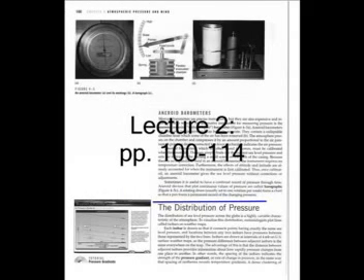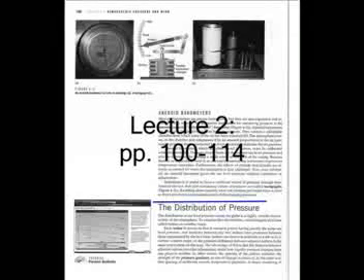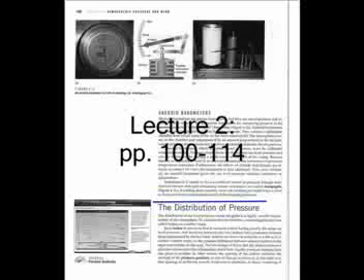Okay, this is the second lecture of the second unit of ATS 113, and this is going to be about forces in the atmosphere and the different kinds of wind or balance of motion of the air that comes about based on different combinations of forces. The readings are going to be pretty important today. They're going to be pages 100 through 114, and I want to highlight some of the basic concepts that we're going to be covering today.